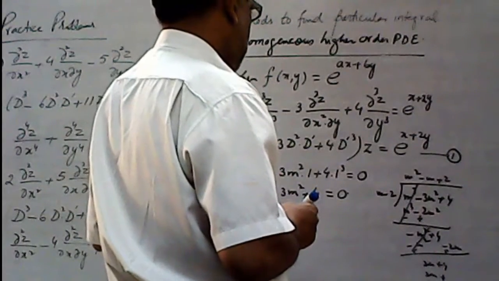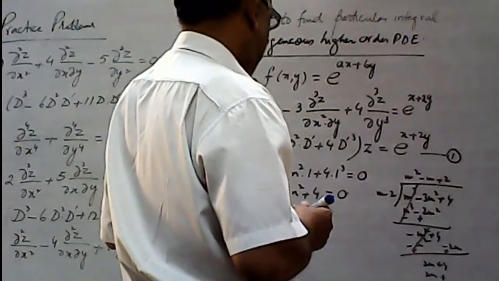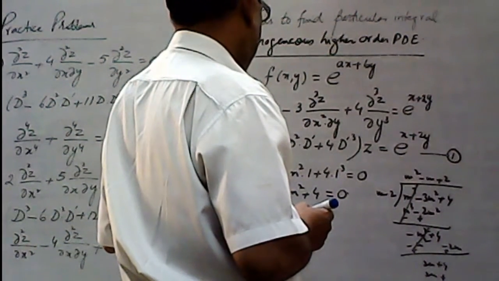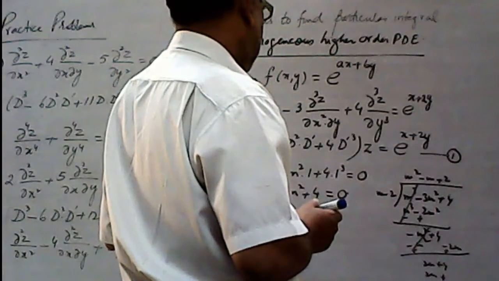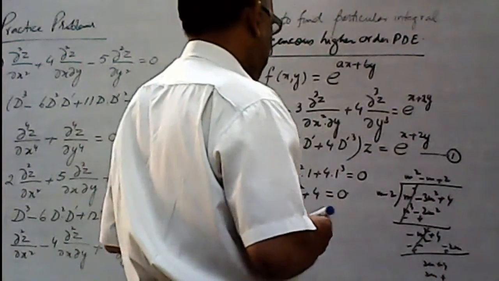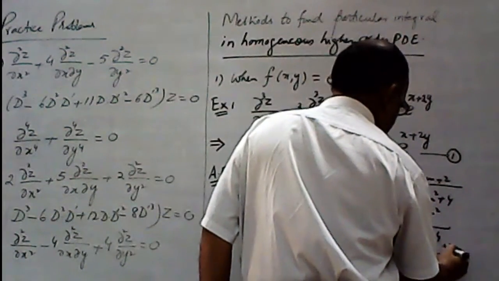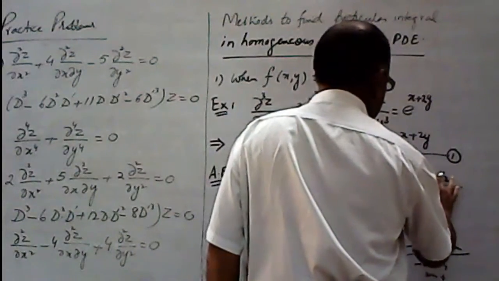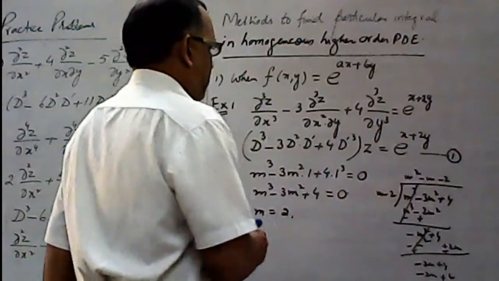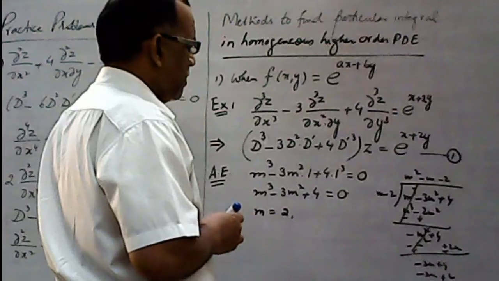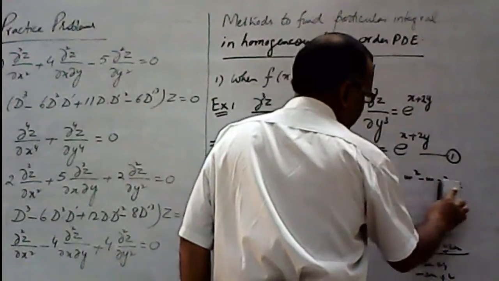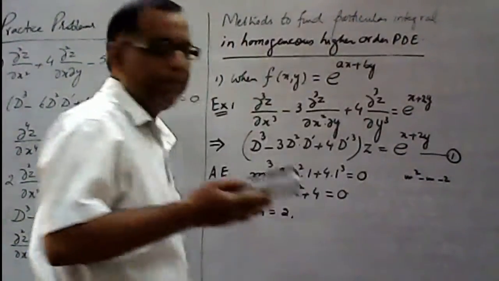m cube minus 2m square, so plus minus m square plus 4. Then minus m, so minus m square plus 2m. So it will be minus 2m, so minus 2 minus 2m plus 4. n square minus n minus 2, it simply means that the roots will be in complex number form.